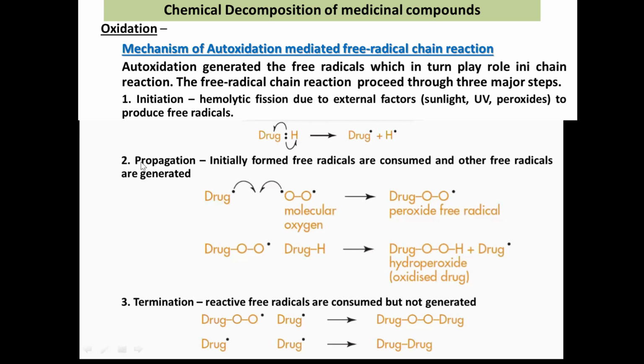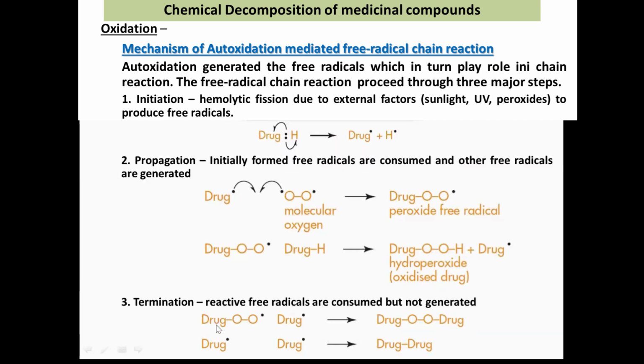Then the second stage is propagation. These free radicals will react with other compounds or react with oxygen to give more free radicals. For example, this free radical will combine with molecular oxygen to give a peroxide free radical. Again, this compound will react with another drug molecule to form the hydroperoxide form of the drug and another drug free radical.